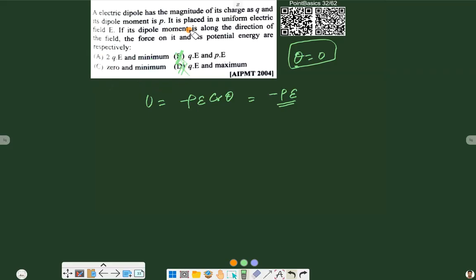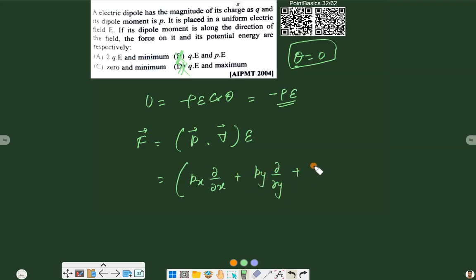Now coming to the force, as mentioned, it is a constant electric field, and in a constant electric field we know that the force is given by this relation: force will be the dipole P dotted with the del vector of E. Or if you want to write it in a simpler expression, it will be something like this: Px ∂/∂x, Py ∂/∂y, Pz ∂/∂z of the electric field.